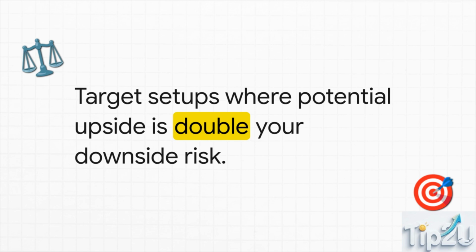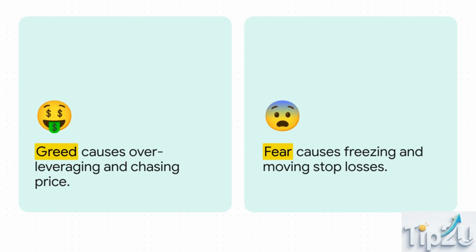And why is this so powerful? Well, with a positive 1-to-2 ratio, you can actually be wrong more often than you're right. Seriously, you could win just 40% of your trades and still be highly profitable over a long series of executions. It's just math. But actually enforcing those mathematical rules, that requires mastering your own mind.